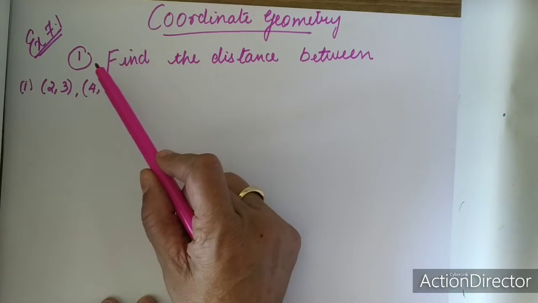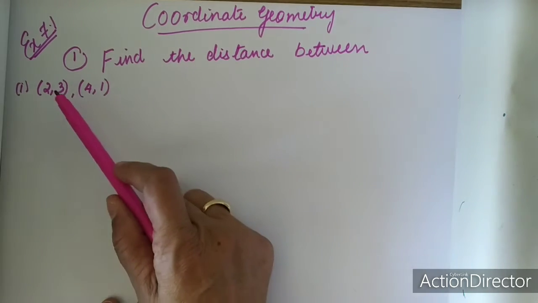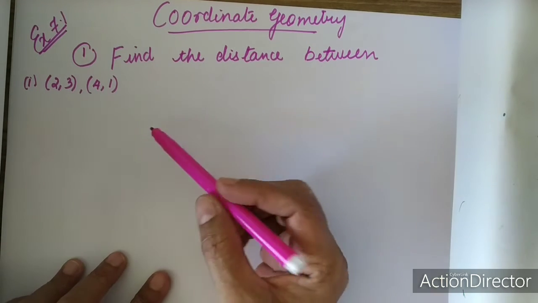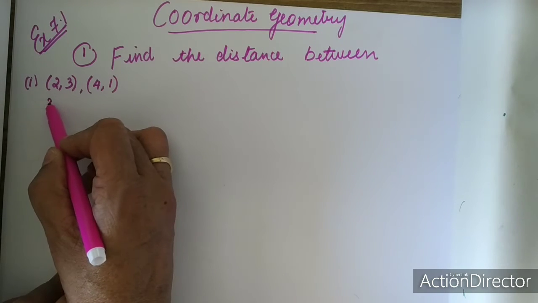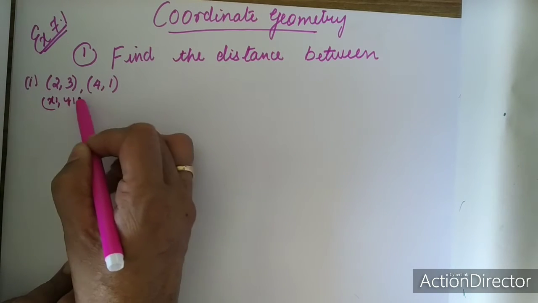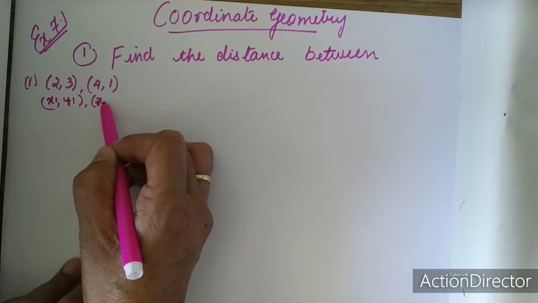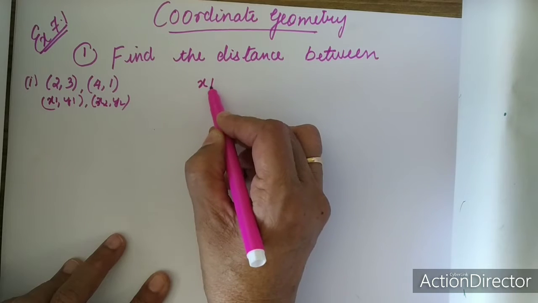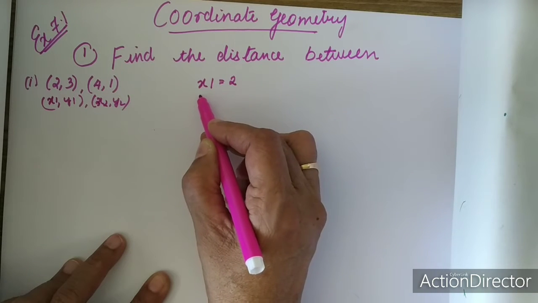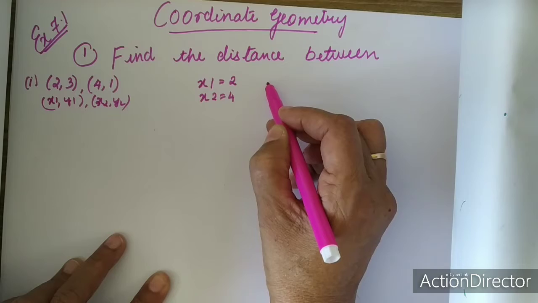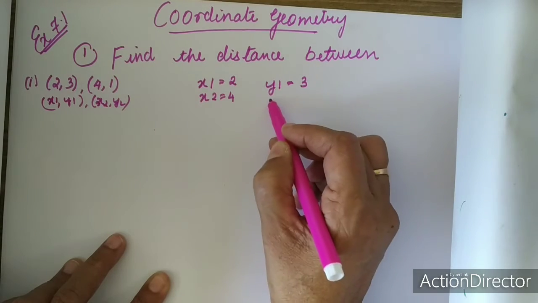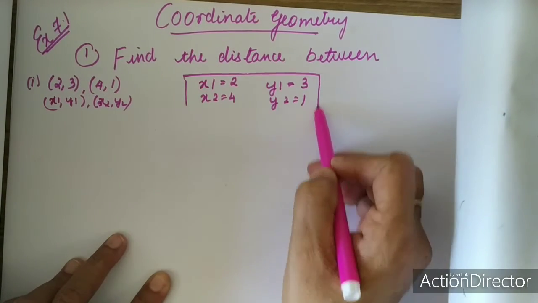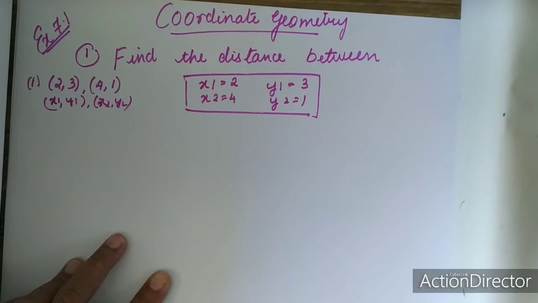Let me read the first question. Find the distance between the first coordinate, 2, 3, and the second one, 4, 1. So what is the first step you have to write? Below this you will be writing x1, y1 and here x2, y2. So after that you write what is x1? x1 is equal to 2, x2 is equal to 4, y1 is equal to 3 and y2 is equal to 1. This is very important to write so that you don't commit any mistake while putting it in the formula.